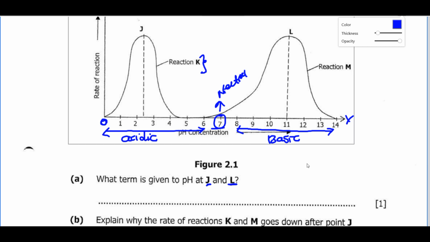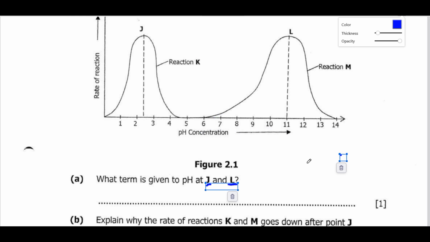So J is the highest point of our given curve. So this is our J. Then L is also the highest point. So what is the highest point or the peak of a given curve? This is what we call optimum. Depending on the factor that you have under the x-axis, for this one I'm going to say optimum pH, since we are dealing with the pH.